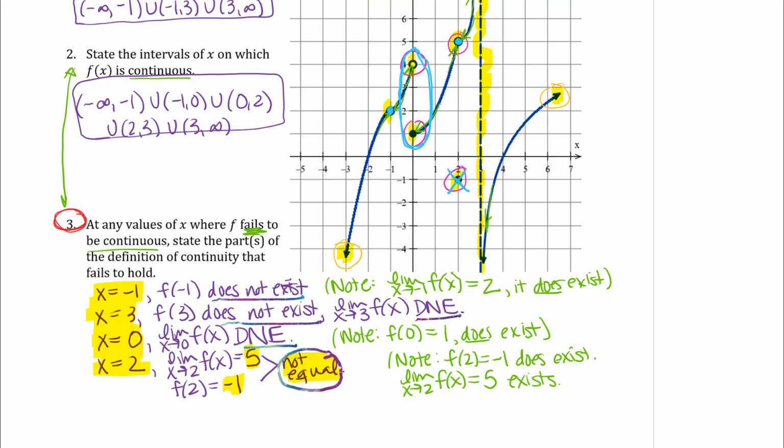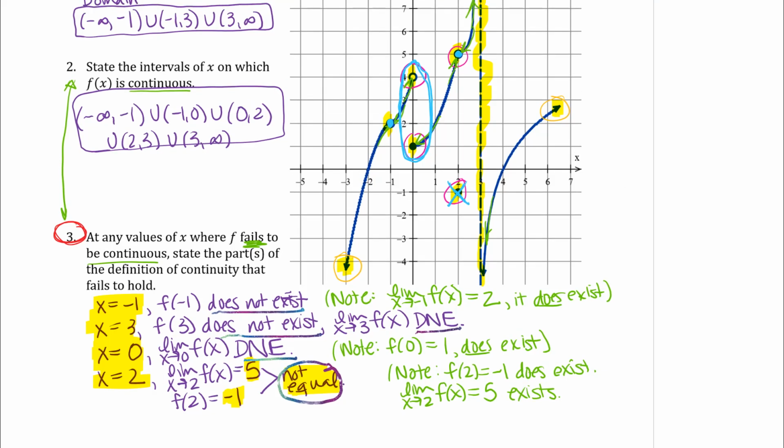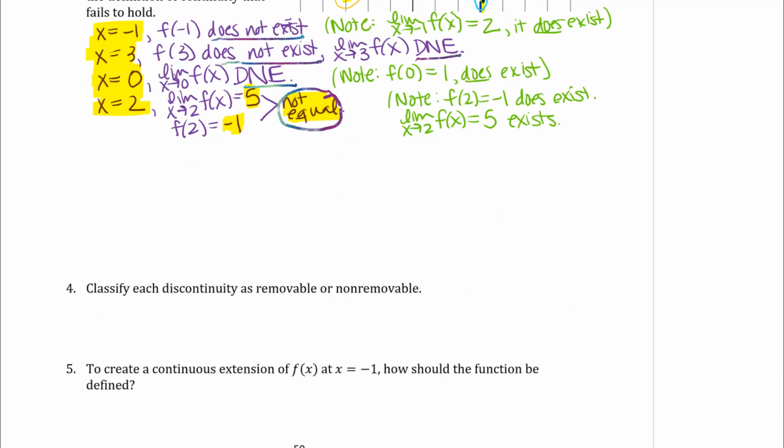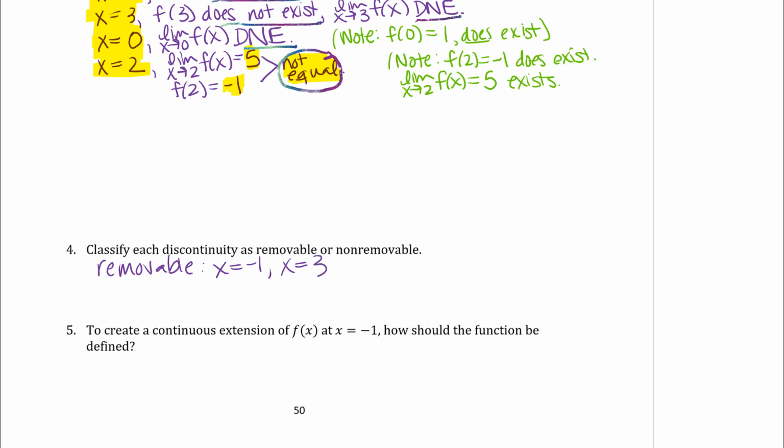Same with the other discontinuity at x equals 3, that I can't fix that discontinuity with just a little band-aid. That would require major surgery to fix that. So that's just a little conceptual way to think about those removable and non-removable discontinuities. So my two removable discontinuities are at x equals -1 and x equals 3. And the reason those are removable is because those are the two where the limit does exist, but the function is still discontinuous for one of the other reasons in that definition of continuity.